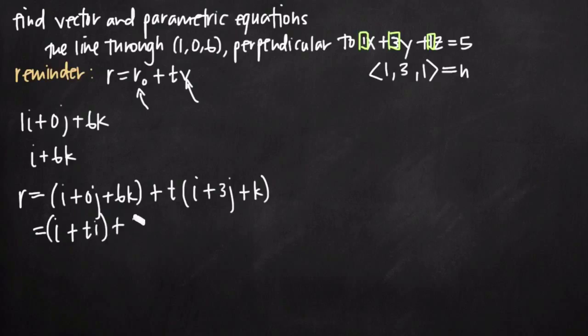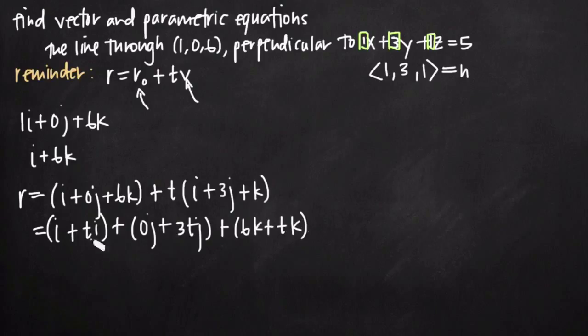Then for j, I'm going to have here 0j plus 3tj, because I'm going to distribute this t across the 3j. I'm going to get 3 times t times j like this. Then for k, I'm going to get plus 6k plus t times k, which is just going to give me tk like this. Now what I want to do is factor out an i, factor out a j, and factor out a k from each of these terms.